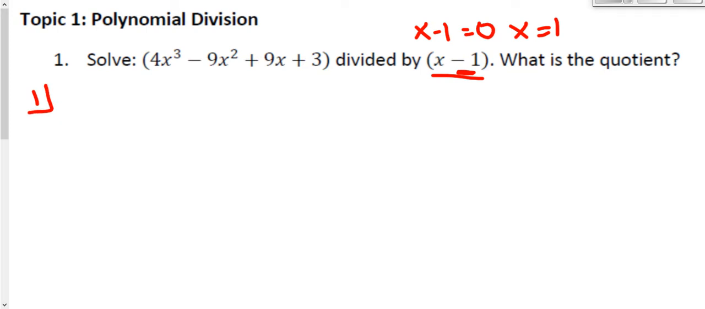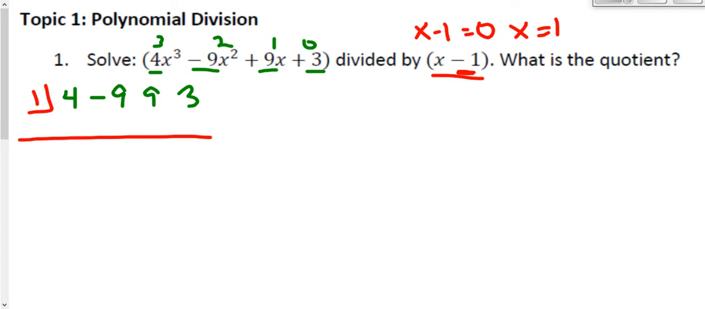The rest of my division comes from the coefficients of the polynomial that I'm dividing, so the coefficients of the numerator. So I'd end up with a positive 4 in front of x cubed, a negative 9 from x squared, a positive 9 from x, and a 3 from the number by itself. I have to make sure that I don't need any placeholders, but I jump straight from the third degree to the second degree to the first degree to no degree, so I haven't skipped anything. Now I'm ready to start my division process.